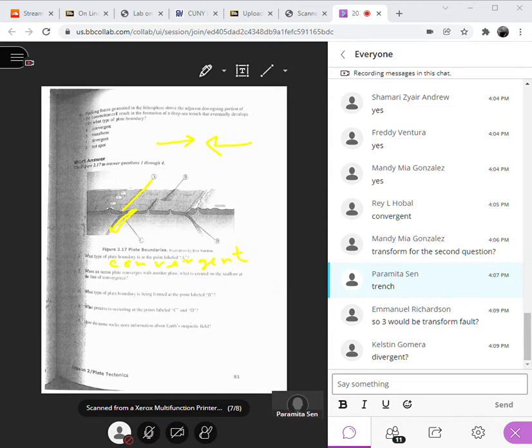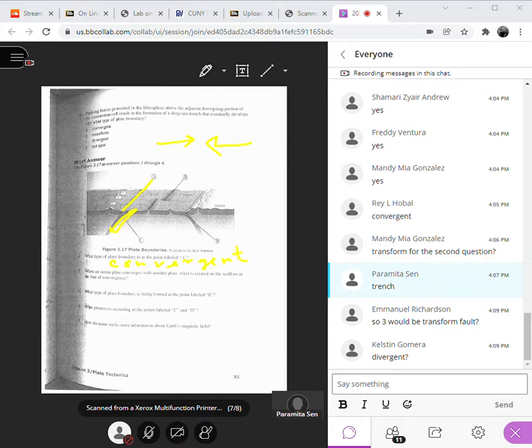All right, so number 1 is what type of plate boundary is pointed at by label A. It will be a convergent plate boundary. When an ocean plate converges with another plate, what is created on the seafloor? For question number 2, the answer is trench. For question number 3, what type of plate boundary is formed at the point labeled B? Mandy's answer will be correct. It will be a transform fault at B. Okay, B is a transform fault.